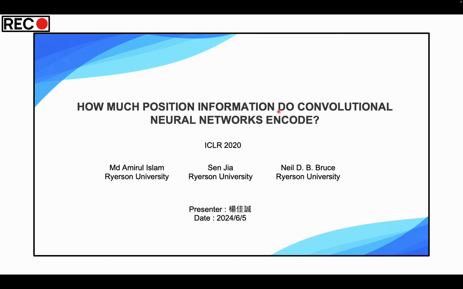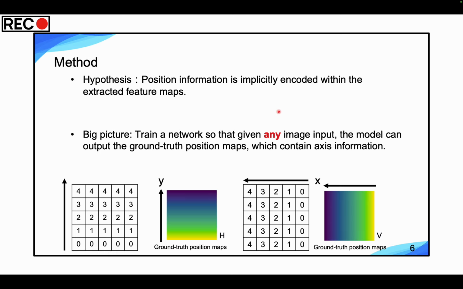Remember last time I presented another paper called How much position information do convolutional neural networks encode? Let me briefly recap for everyone. The authors proposed a hypothesis: they train a network so that given any image input, the model can output the ground truth position maps, which contain the axis information. The ground truth position map contains the distance information in a certain direction. For example, the edge position map contains absolute information along the y-axis.